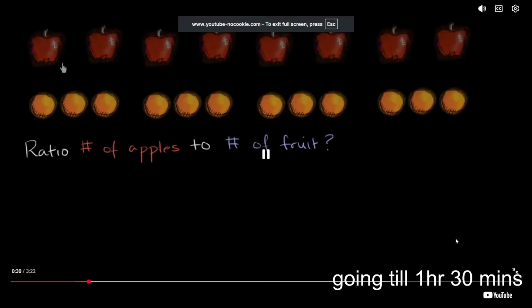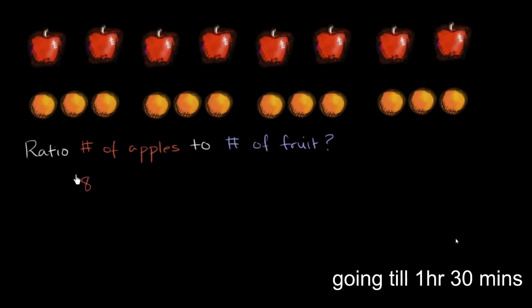Well, how many total apples do we have? We have 2, 4, 6, 8 apples. So we're going to have 8 apples. And then how much total fruit do we have? Well, we have 8 apples and we have 3, 6, 9, 12 oranges. So our total fruit is 8 plus 12. We have 20 pieces of fruit.